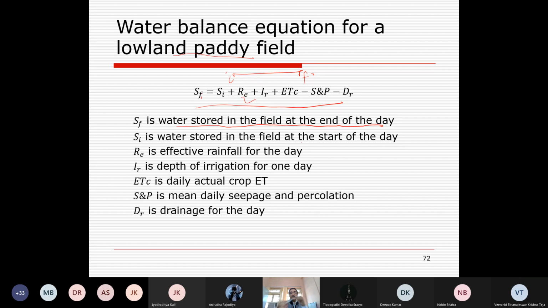P is effective rainfall for the day. You know effective rainfall now. And IR is the depth of irrigation for one day. ETc is the daily actual crop evapotranspiration. S&P is basically the mean daily seepage and percolation loss of water from this field, and DR is the drainage for the day. So in that way we can balance the water for the day to find out the water requirement in lowland paddy, where it is a flooded situation.